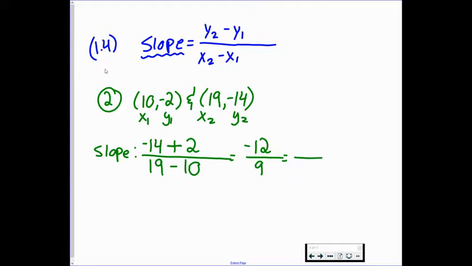Remember, it's a slope, so we're going to reduce our fraction by dividing the top and the bottom by 3, which makes -4/3. So that's a little bit of review for you over slope with the first two questions. Please remember your formula. Also, you'll need to be able to reduce your fraction.